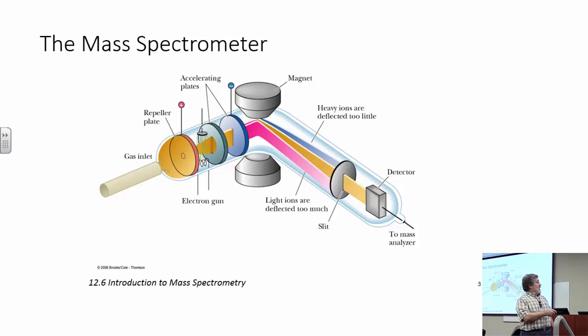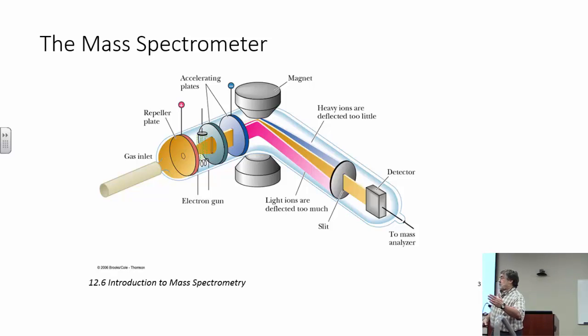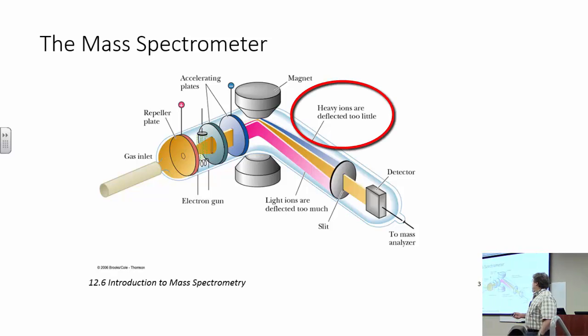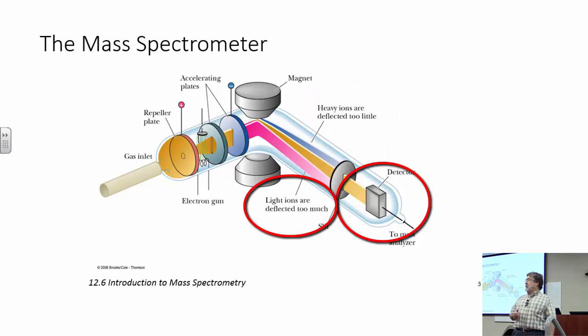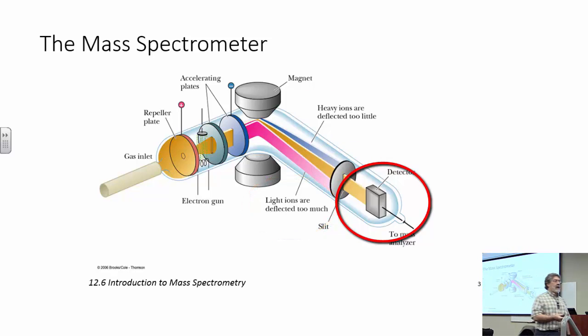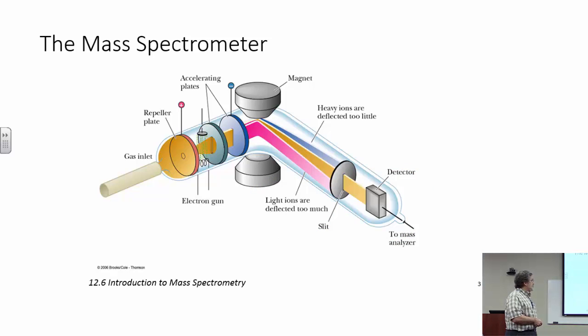Now, given that they all develop a single positive charge, the thing that changes the amount of momentum is not the charge. It's the mass of the ion. So heavier ions end up being deflected less, and so they're outside, so to speak, of the beam. The lighter ones get deflected more. They end up inside of the beam. And then there's a detector. And the detector literally counts the ions that hit it. Okay? That's pretty neat.